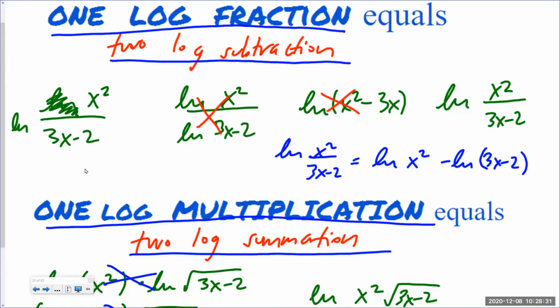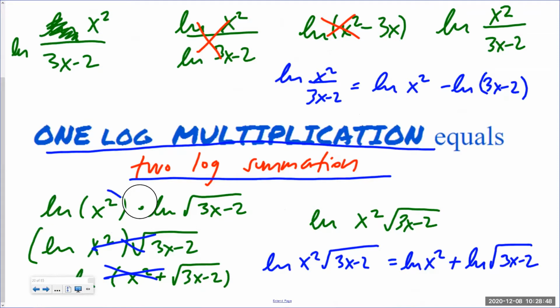On your exam, you'll see a problem like this, ln of x minus 1 over x plus 2, something like this, not exactly. But if you see this, this is 1 log fraction. Does that make sense? Okay. Then you also have 1 log multiplication equals 2 log summation. Okay, and then the same rules for this.